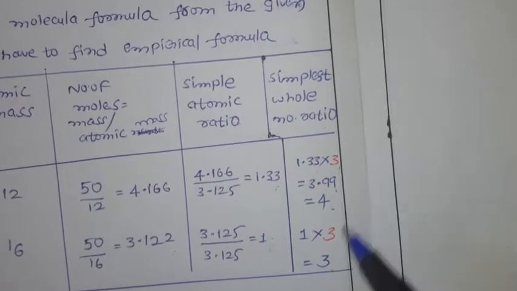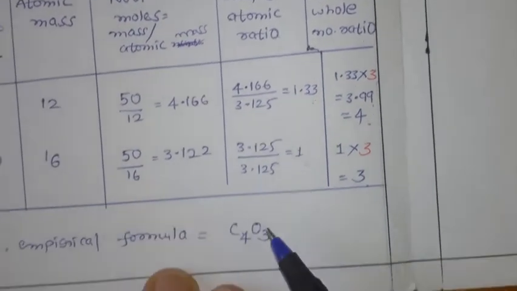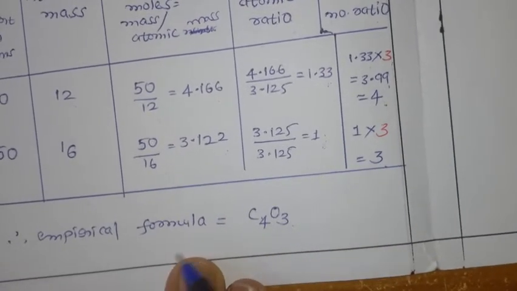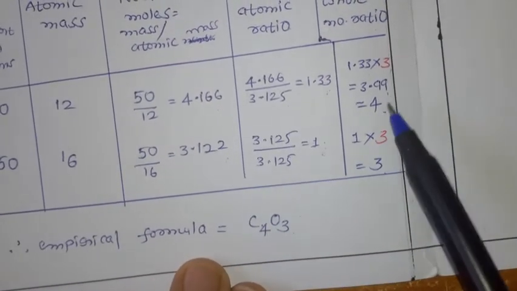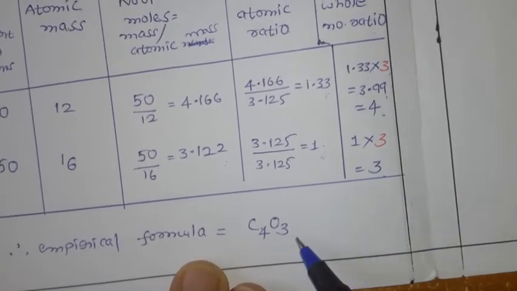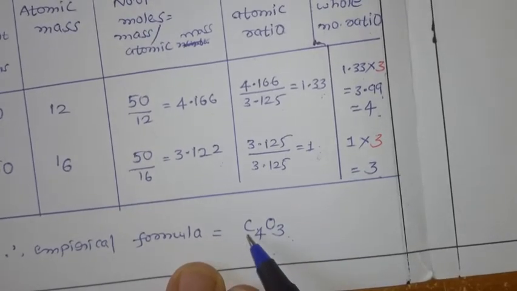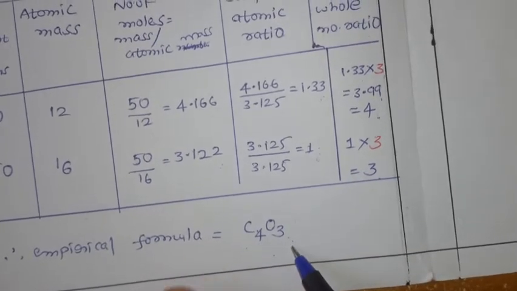So the next step is what? Whatever numbers you are getting, you have to write as subscripts. So we have carbon and oxygen. For the empirical formula, how much do we get as the simplest whole number ratio for carbon? You are getting 4. For oxygen, we get 3. So this is the empirical formula for the given compound: C4O3.